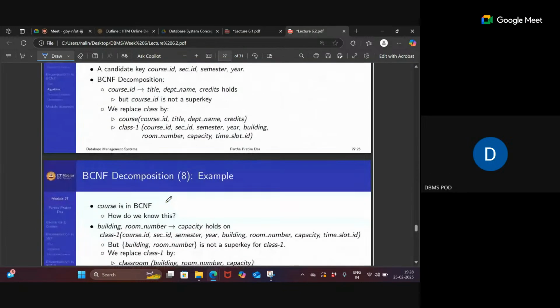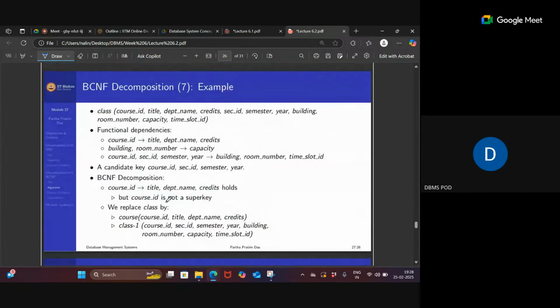You can check this other example also. The class relation has these attributes: course ID, title, department name, and so on, and these are the FDs. Let us see what the primary key is here first. What is the candidate key? Course ID determines title, department name, credits, and building room number determines capacity.